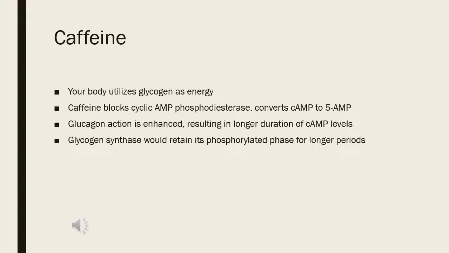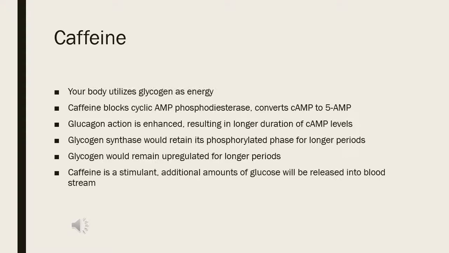Glycogen would then retain its phosphorylated phase for longer periods, and glycogen would remain upregulated for longer periods. Caffeine is a stimulant, so additional amounts of glucose would remain in the bloodstream for longer periods of time.